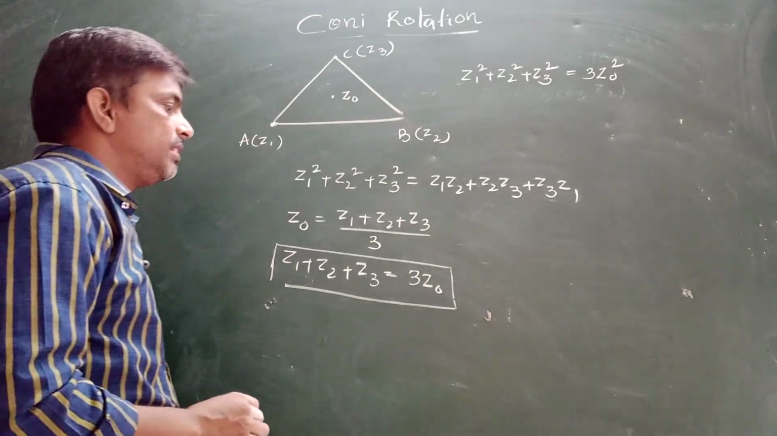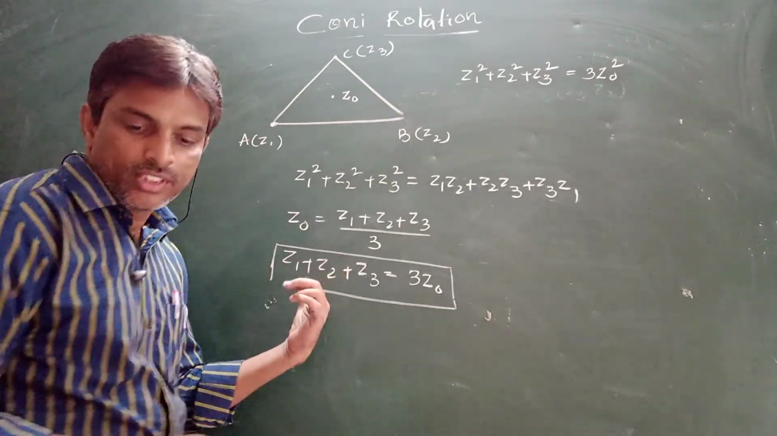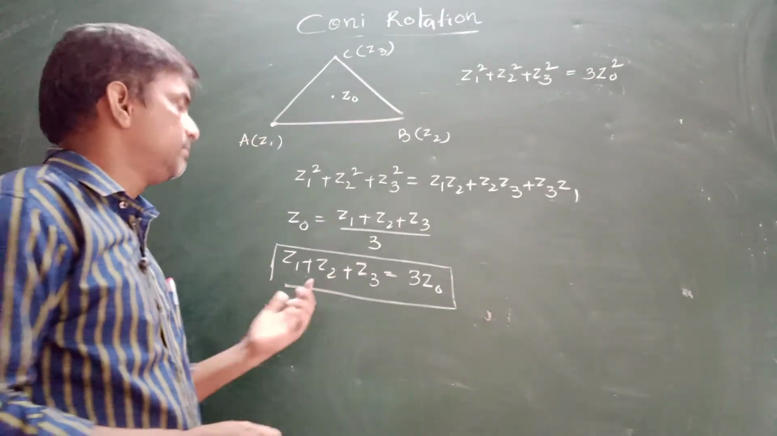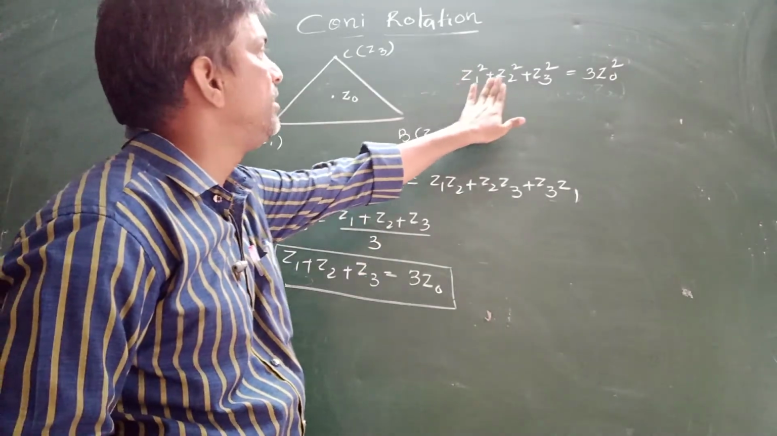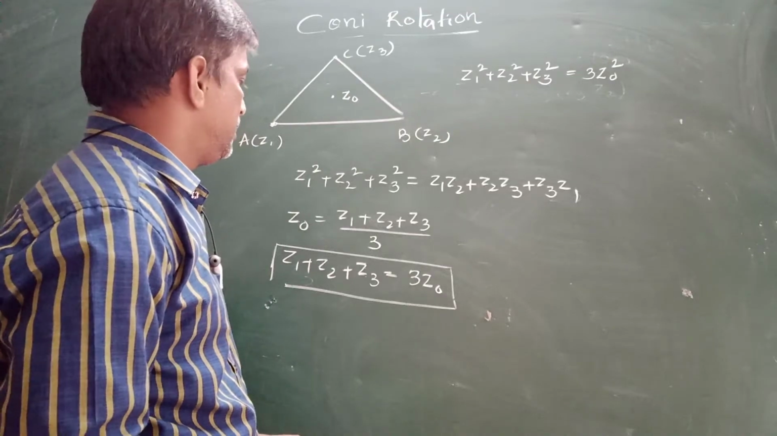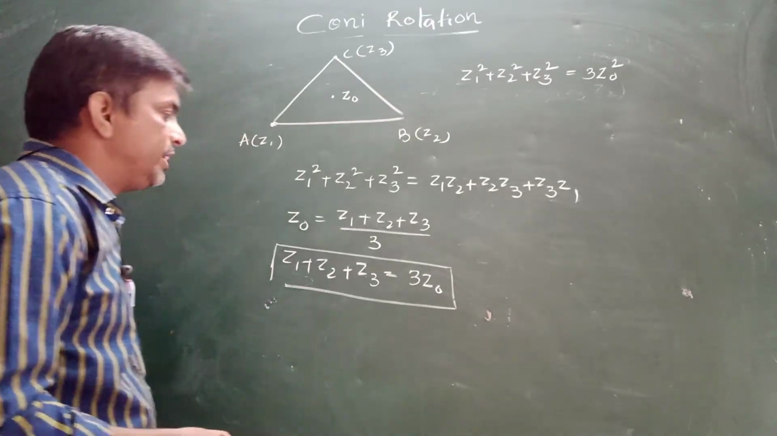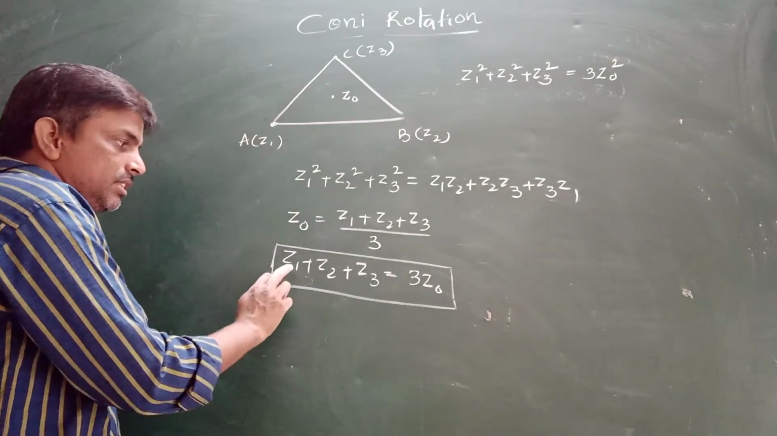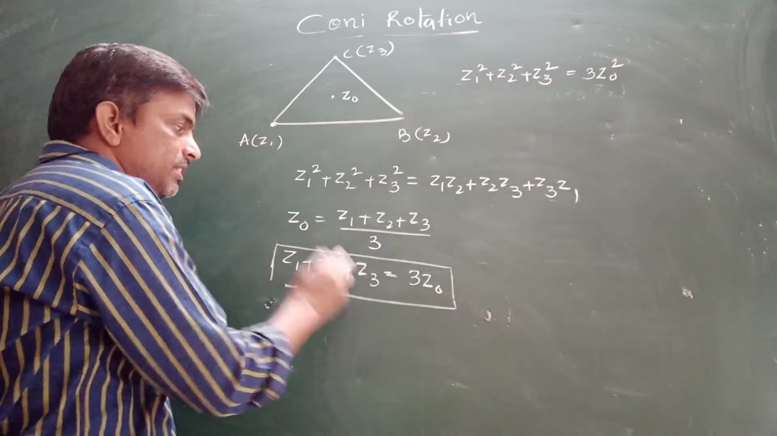3 times of Z0. Now let us go for the squaring on both sides, because I have to get Z1 square, Z2 square, Z3 square. Now if you do the squaring on both sides, what are you going to get? Z1 square plus Z2 square plus Z3 square.